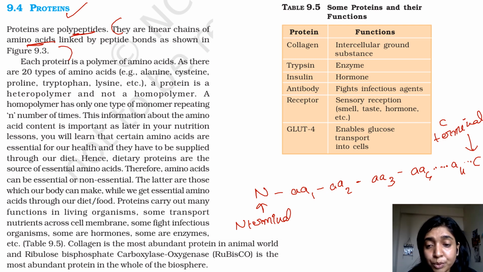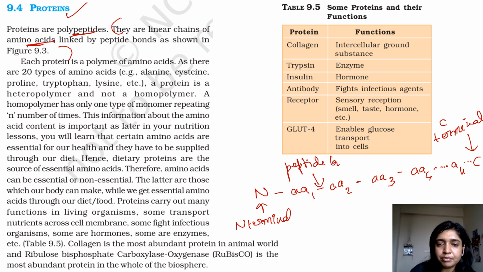Okay, so in the question, they may give you something like proteins are made up of monomers known as peptide monomers. It's not peptide monomers, it's amino acids. So don't get confused between the wordings. And the bond that is present between two amino acids is known as your peptide bond. All right. Moving ahead, each protein is a polymer of amino acids, as there are 20 types of amino acids: alanine, cysteine, proline, tryptophan, lysine, etc.